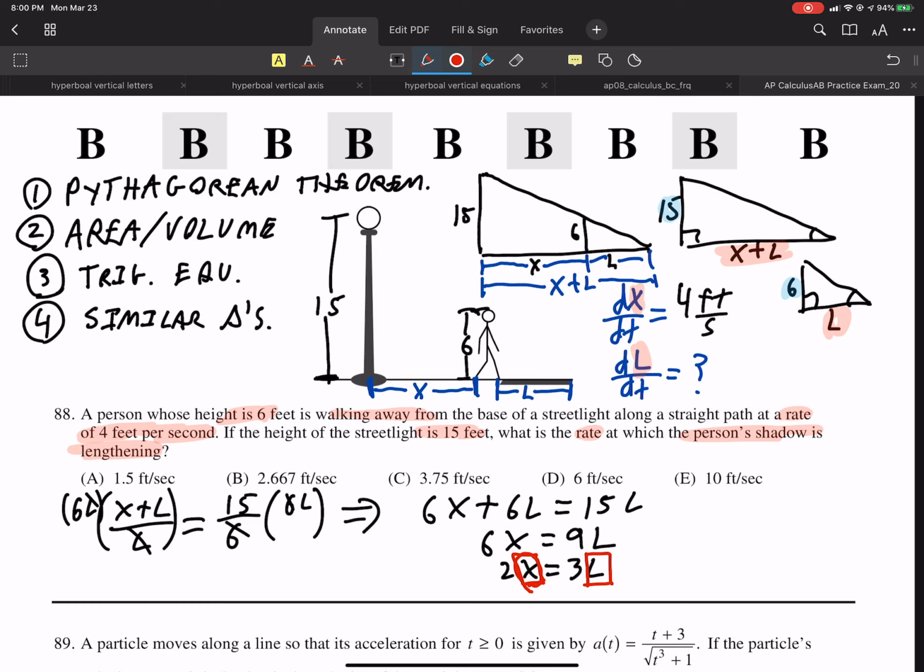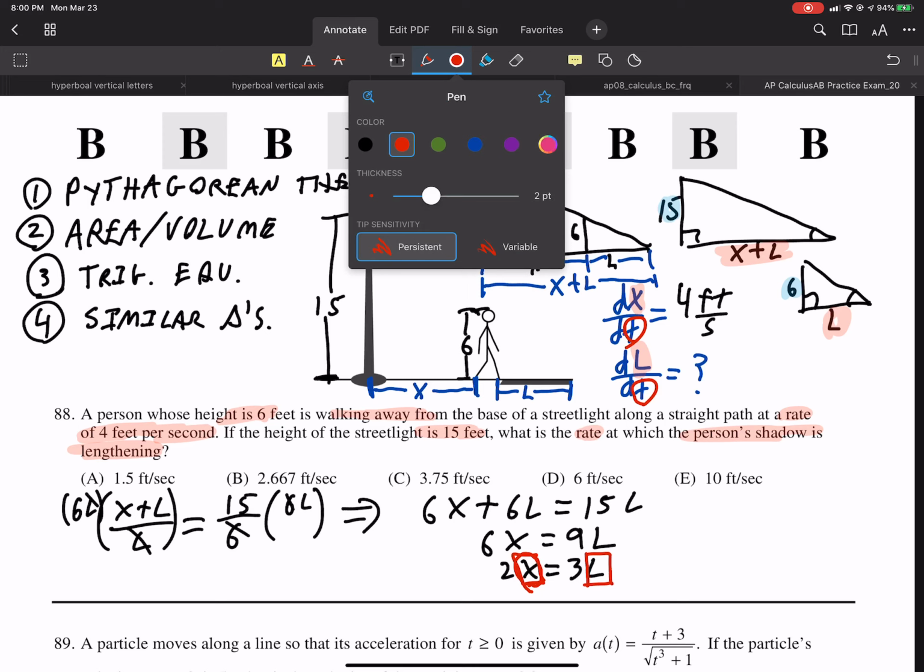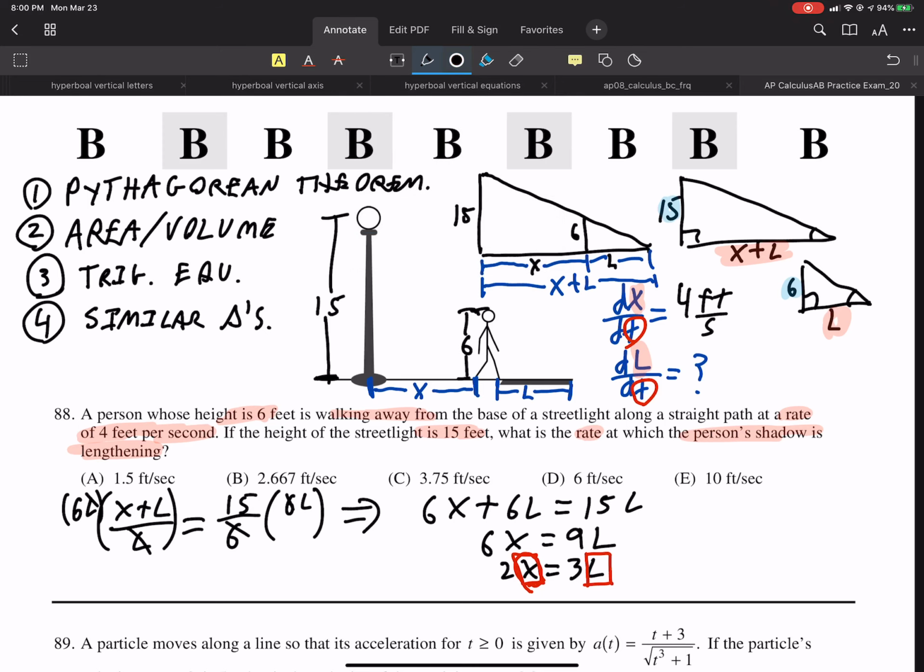The variable that you are actually using is t. That's my variable. So when I take the derivative with respect to time of the left side, 2 is a constant, so I copy the constant. The derivative of x with respect to time is, by definition, dx/dt. And the derivative of L with respect to time, by definition, is dL/dt.